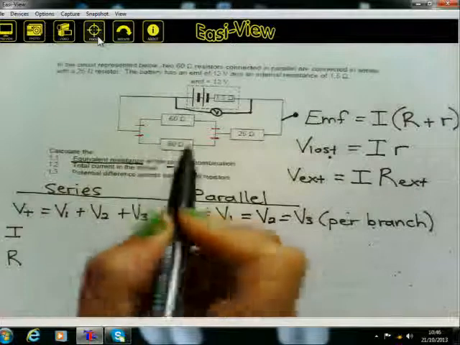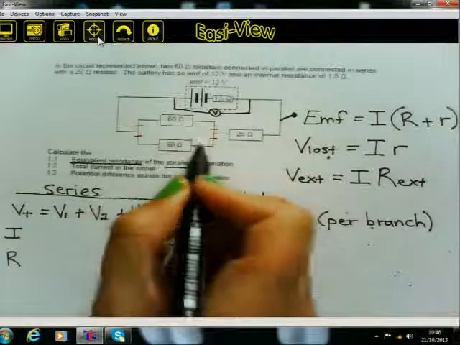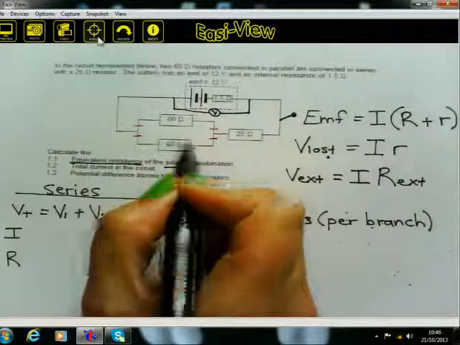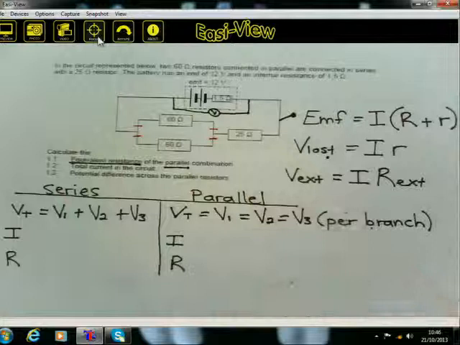If there were 2 resistors, we'll do one in a little bit. If there are 2 resistors, then you're going to add the 2 V's, so it's for the whole branch. This rule counts.